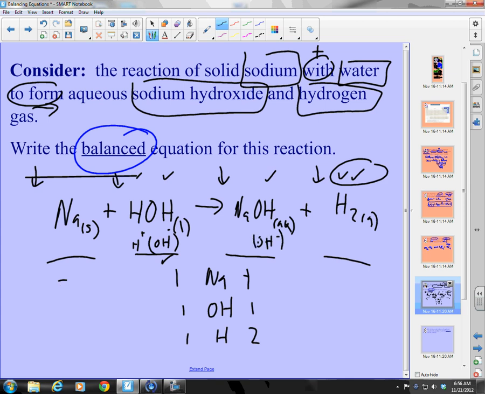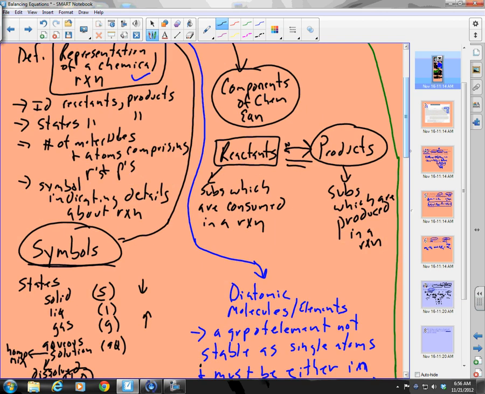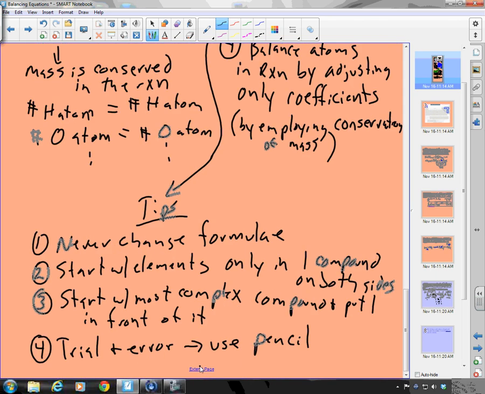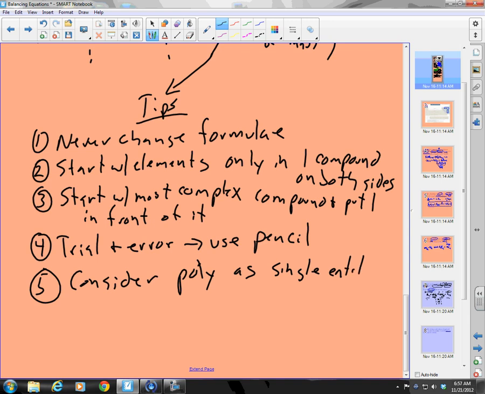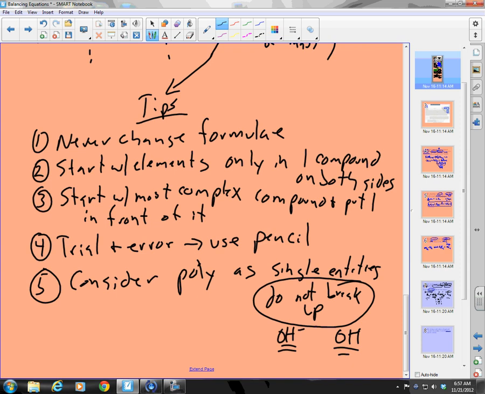Which leads to another tip. Let's write down another tip. When possible, number 5, consider polyatomics as single entities. Entities. What does that mean? Don't break them up unless you have to. Do not break them up when you're trying to balance these things. Look at them as C and OH minus, as a hydroxide, a whole unit, not as one O and one H, like I did here.